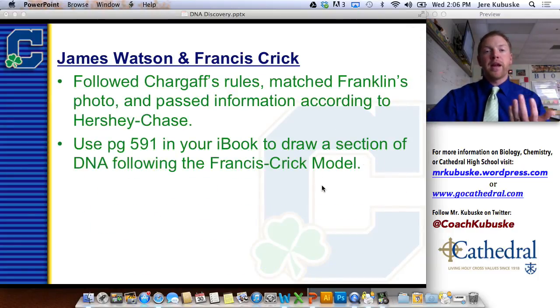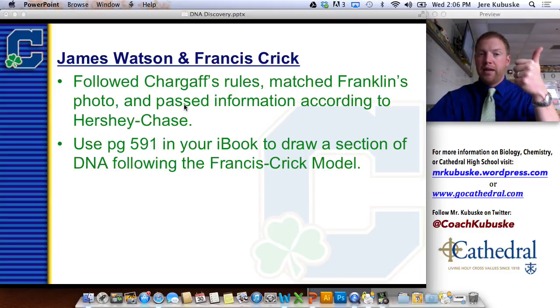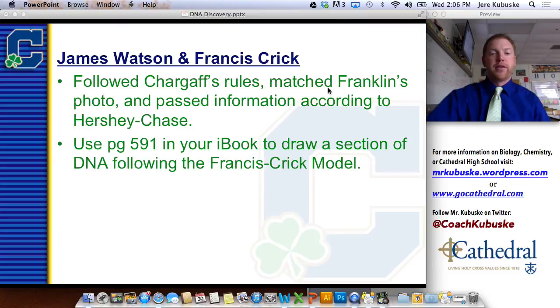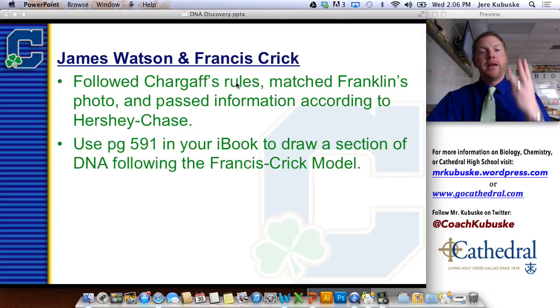The important thing about this, and the reason that it was so widely accepted, is because A, it followed Chargaff's rules, A to T, G to C. B, it matched Franklin's photo. That X shape told him that it was a helix. And C, it's intelligent. It's passing on genetic information, which is what Hershey and Chase said.